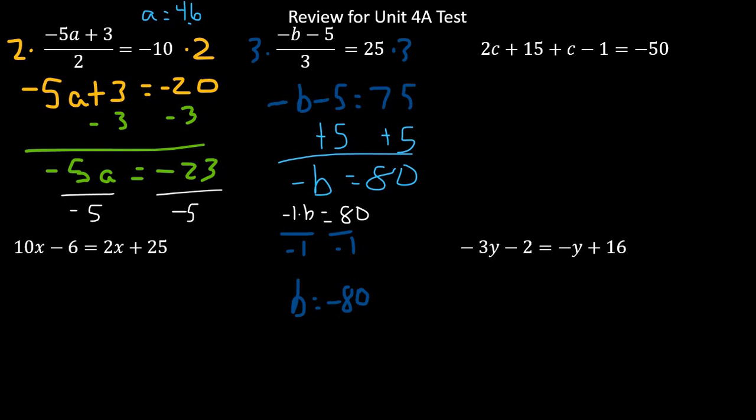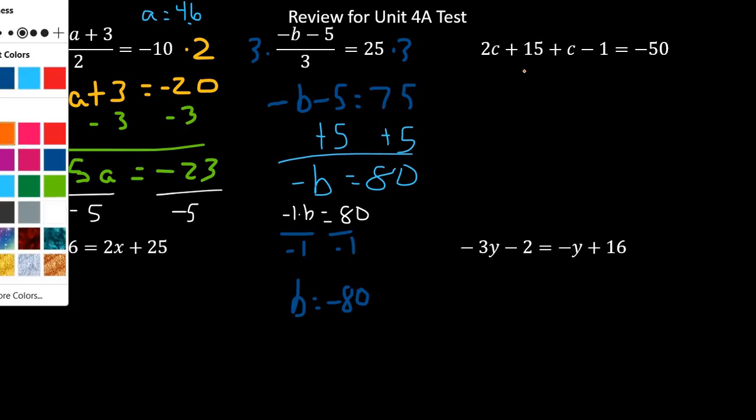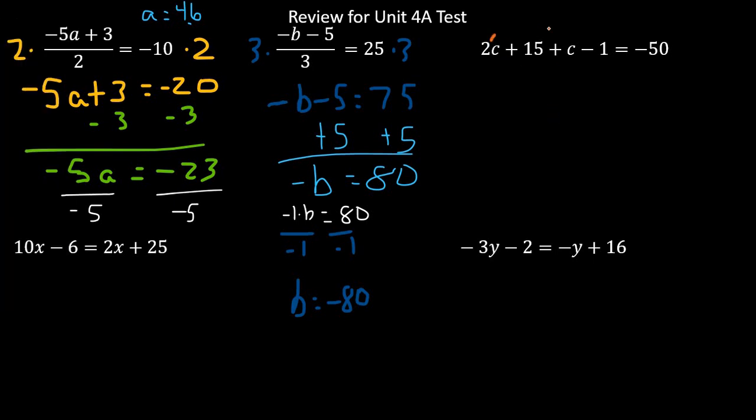And for the next one, we want to combine like terms first. We got the 2c and a positive c. Remember that there's a little 1 right here. So when we put those together, the 2c and the 1c, that really makes a 3c. That's how many c's we have. 2 apples plus an apple is 3 apples. And then we have a positive 15 and a negative 1, which makes a positive 14. That's going to equal negative 50.